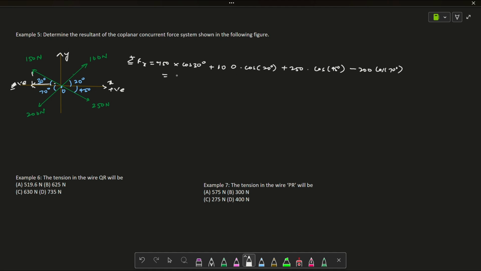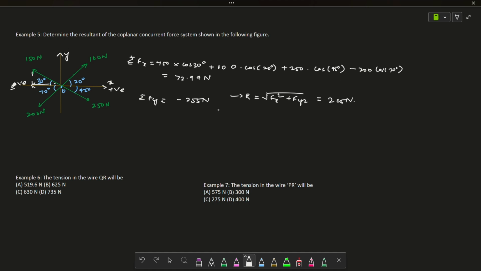You just put in the values and you will get Fx as 72.44 Newton. Similarly for Fy, I will directly write the answer after calculating it: 255 Newton. Again, the resultant force would be the square root of Fx squared plus Fy squared. We square both values, take the root, and we get the answer as 265 Newton.